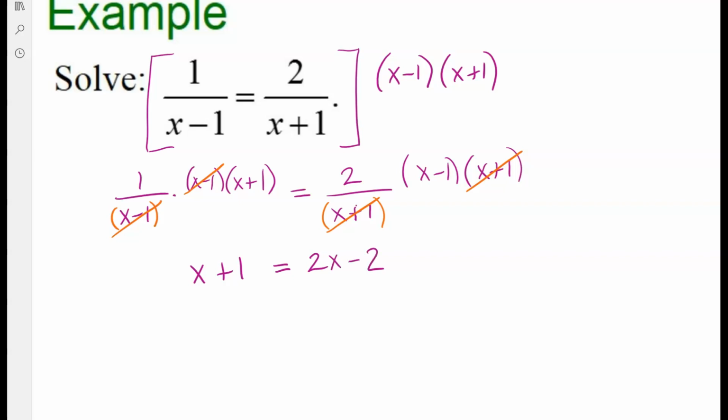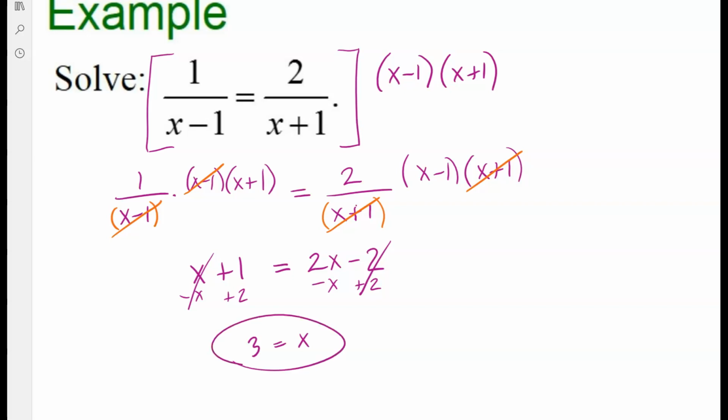Again, it turned into something that's linear. I just need to get x's on one side, numbers on the other side. So I'm going to subtract x from both sides. I'm going to go ahead and add 2 to both sides. That's not the only series of steps that you could take to solve this. As long as you get x's on one side, numbers on the other side, you'll be good. So that's a 0, this is 3. This is a 0, and this is just x. So x is equal to 3.